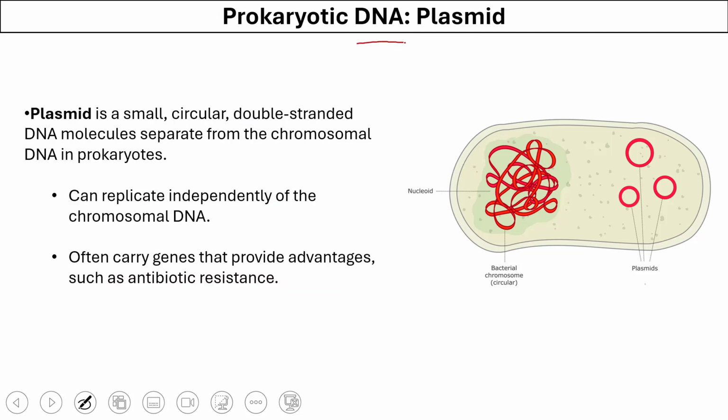Another place where you find the DNA in a bacterial cell is called the plasmid. A plasmid is a small circular double-stranded DNA which is separate from the chromosomal DNA of a bacterial cell. These plasmids are also replicative and they replicate independent of the chromosomal DNA. They are also inherited to the next generation and they provide antibiotic resistance.